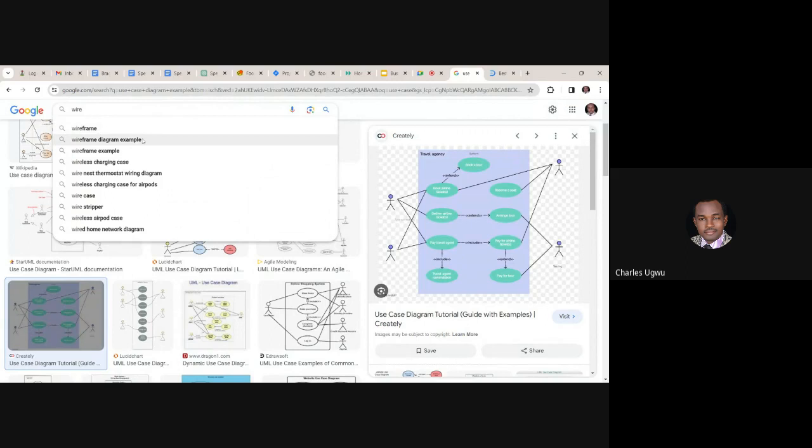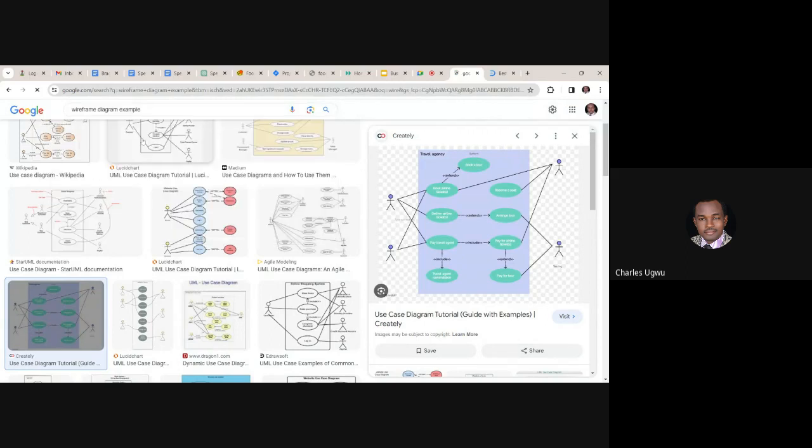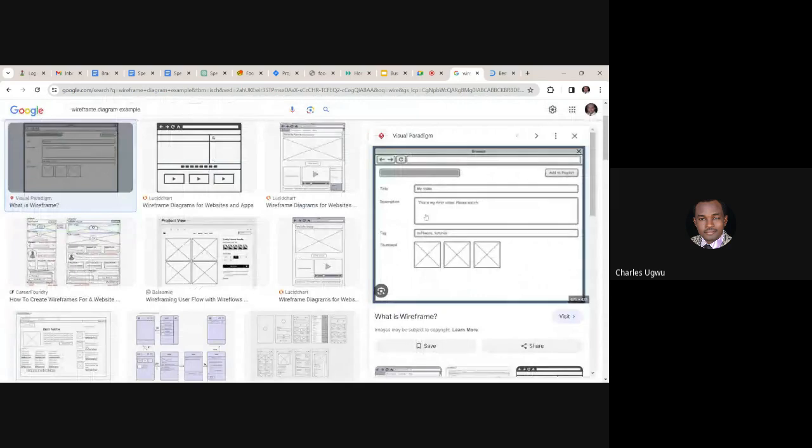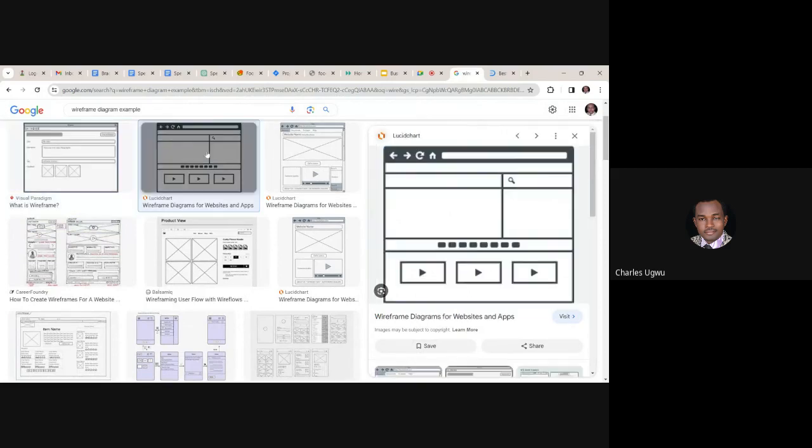Wireframe. So this is a wireframe. It's like a skeleton of an application. This is a wireframe. This is another wireframe.